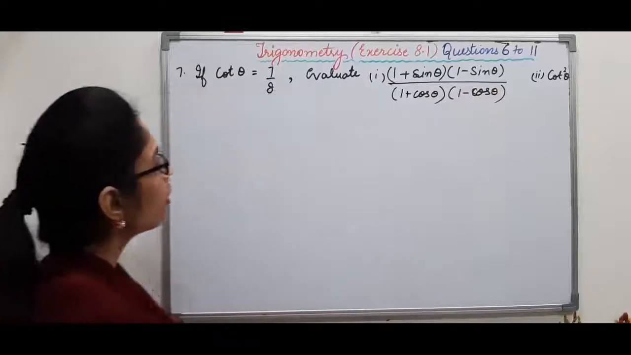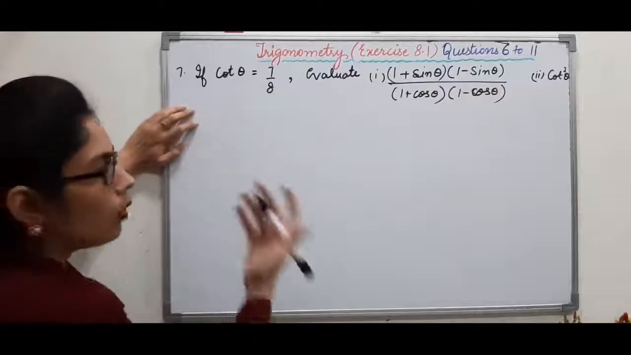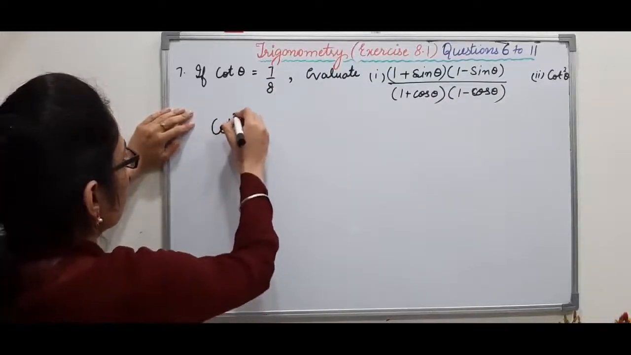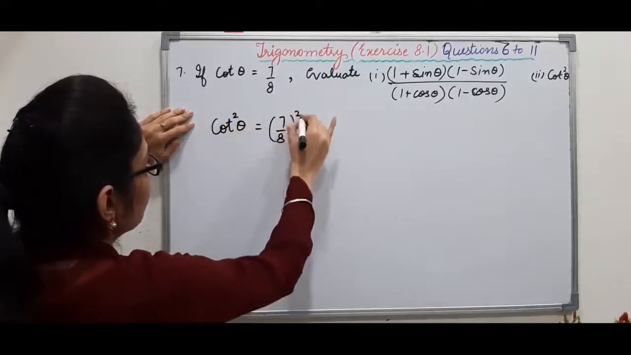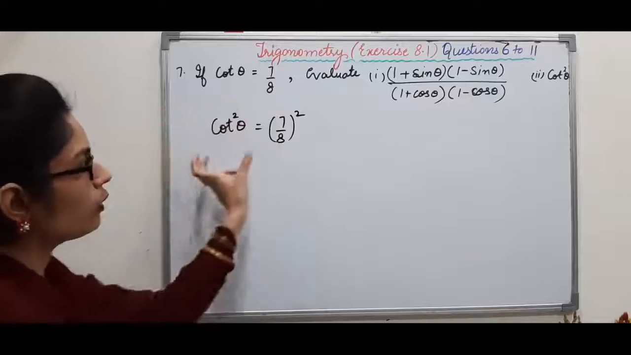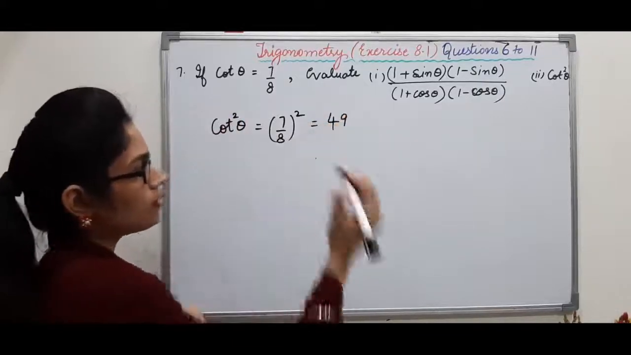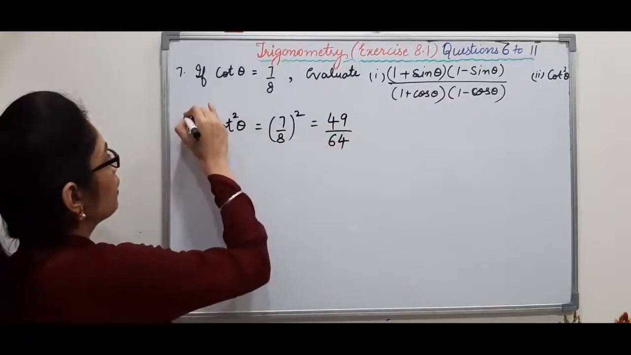So cot square theta you can do directly. The second part is very simple. Since cot theta is already given to you, you can directly do the square. So cot square theta will be equal to (7 by 8) whole square. This means we are doing the whole square of this value. So it will be 49, because 7 into 7 is 49 and 8 into 8 is 64.